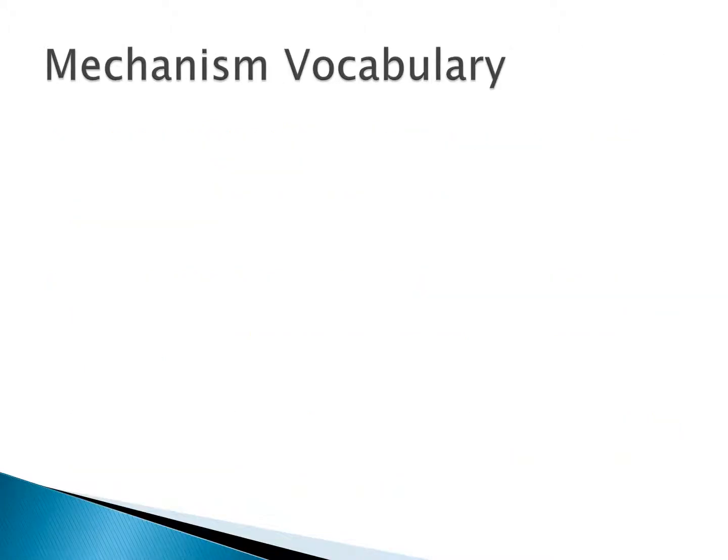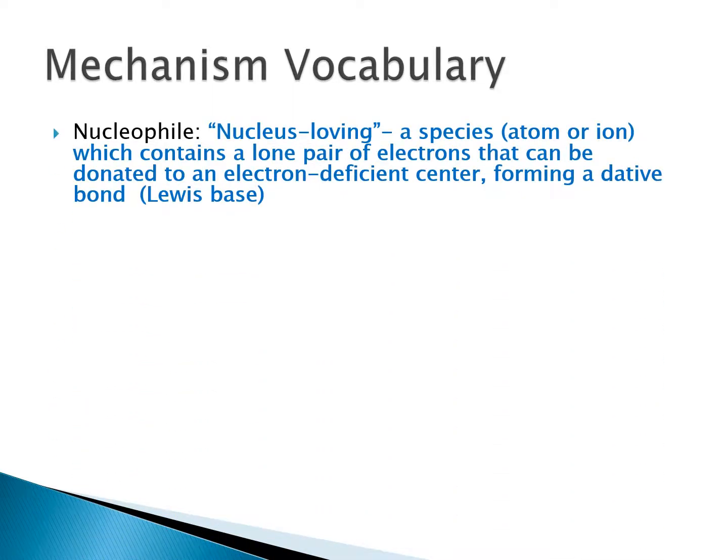Okay, so a couple of important vocabulary words you need to be aware of for mechanisms. A nucleophile, if you break down the word, means nucleus loving. So this is a species, in this case meaning atom, ion, or molecule, that contains a lone pair of electrons that's donated to an electron deficient center. So basically it's attracted to something positive or electron deficient. So a nucleophile is just a Lewis base, right? An electron pair donor. And this will form a dative bond.